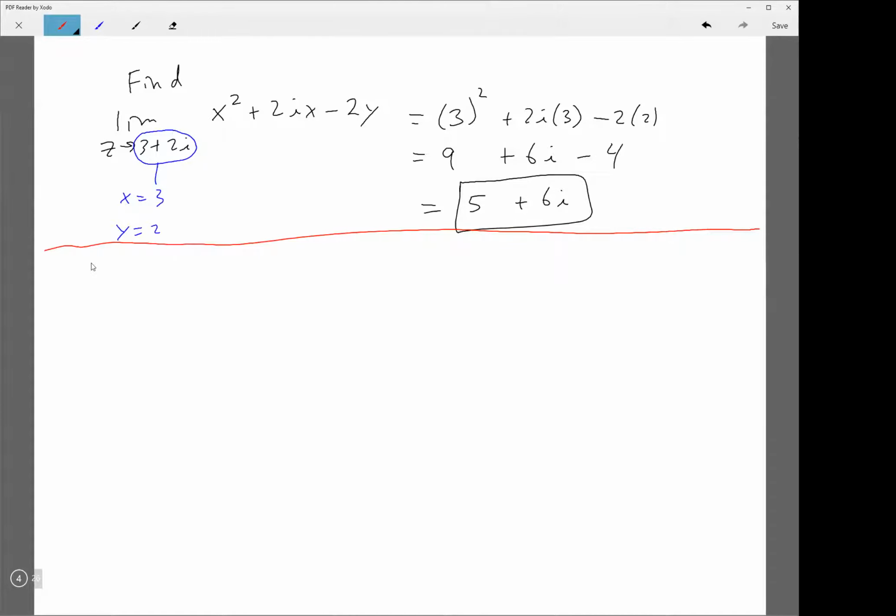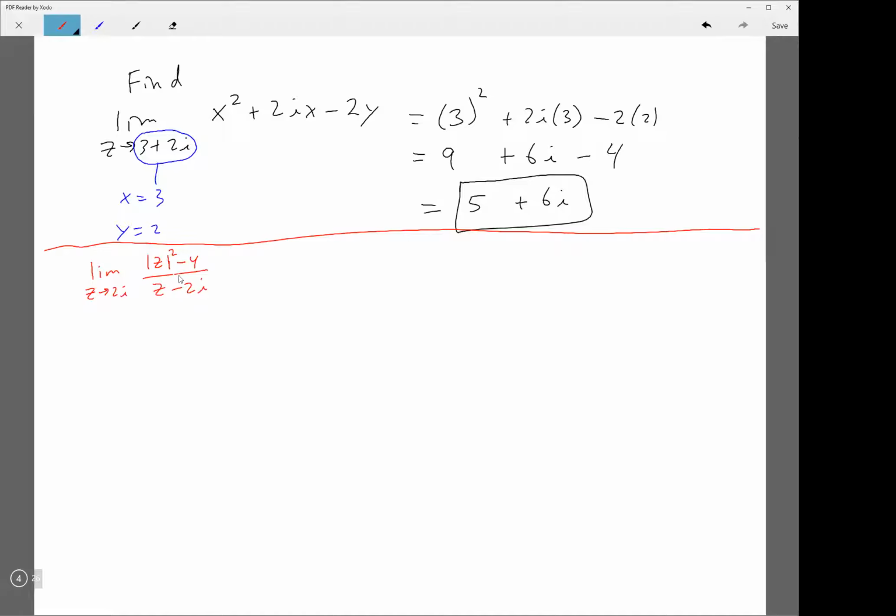Okay, let's take the limit as z goes to 2i of modulus of z squared minus 4, over z minus 2i. Here you kind of think this denominator doesn't look good, because if you plug 2i in here, you're going to get 0 in the denominator.